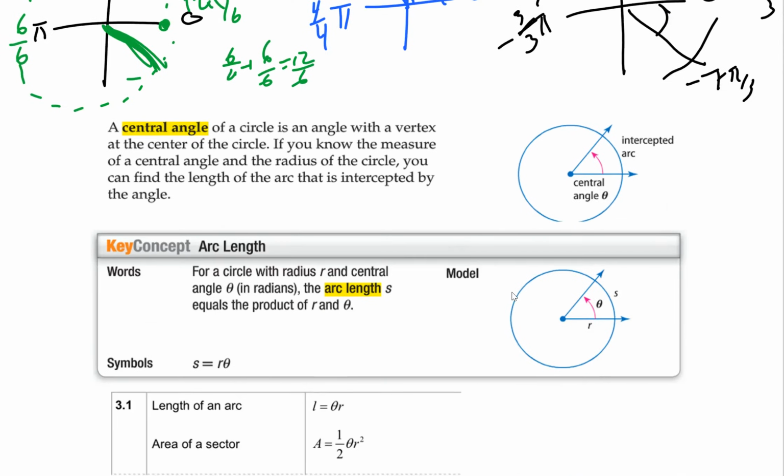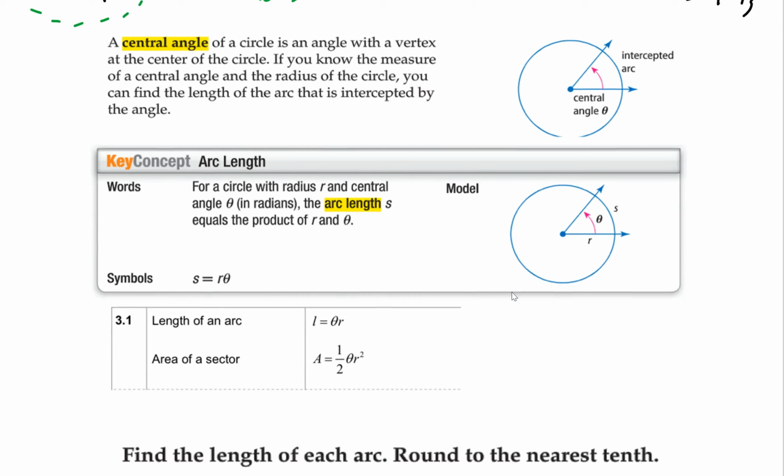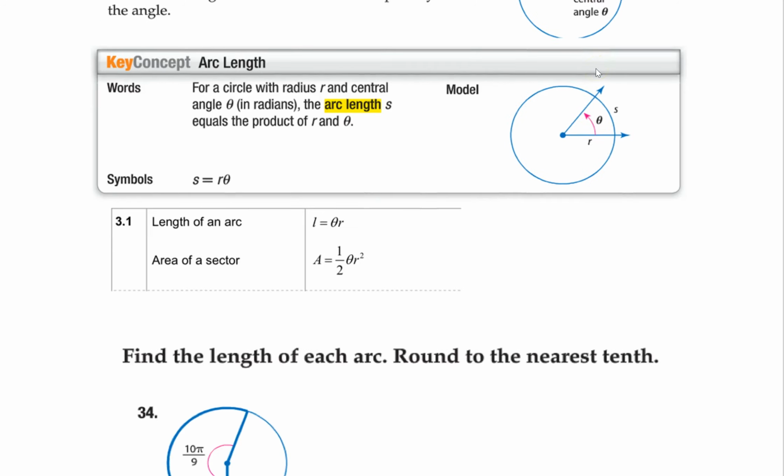Last thing we're doing today, arc length and central angle. So this is a central angle. It's an angle that goes straight to the center of the circle. This arc right here is called a central arc. So what if I want you to find the arc length of something? How long is this length right there?